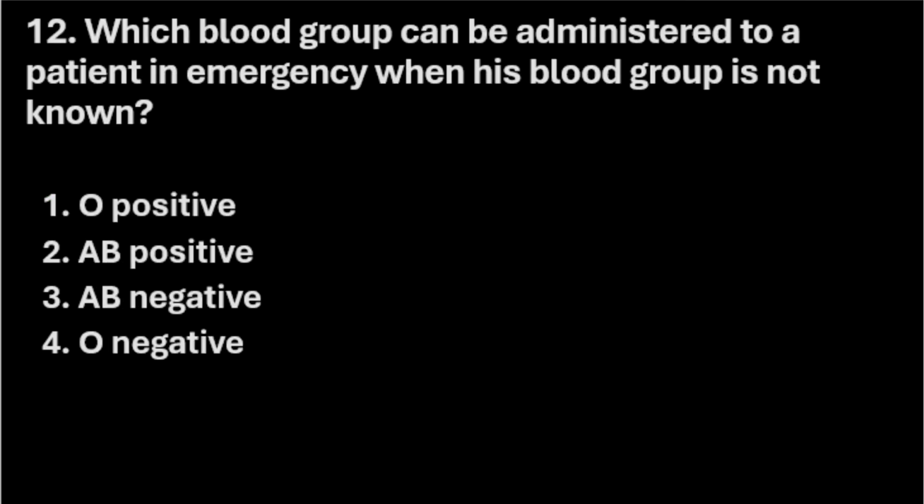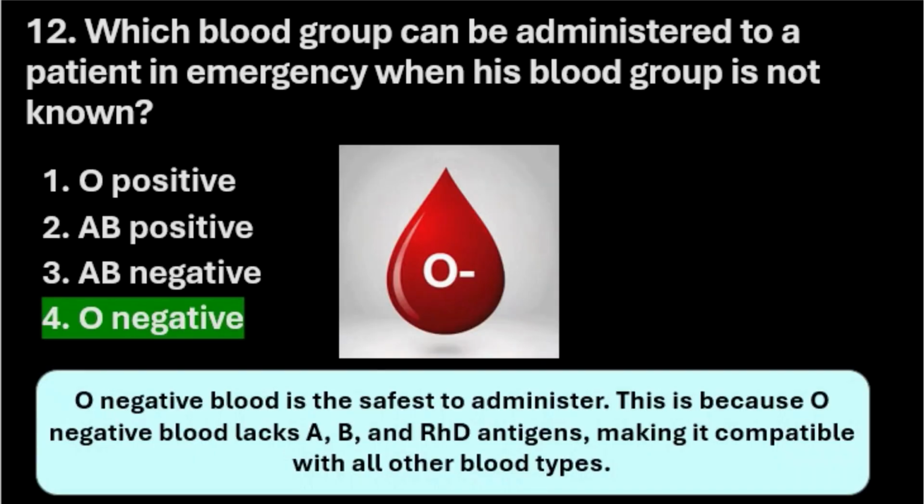Next question. Which blood group can be administered to a patient in an emergency when his blood group is not known? Option 1 O positive, option 2 AB positive, option 3 AB negative, option 4 O negative. Right answer here is option 4 O negative. O negative blood is the safest to administer because O negative blood lacks A, B, and RhD antigens. So no antigens in O negative, making it compatible for all other blood types.